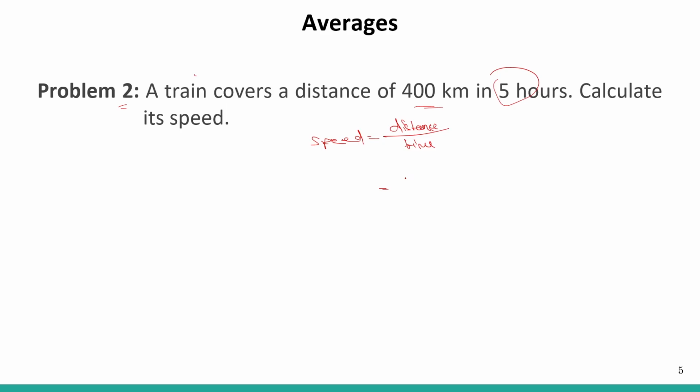So the distance is 400 kilometer, given to us. This is 400 kilometer by 5 hours, which is equal to 80. This will be in kilometer per hour. So the speed of the train is 80 kilometer per hour.